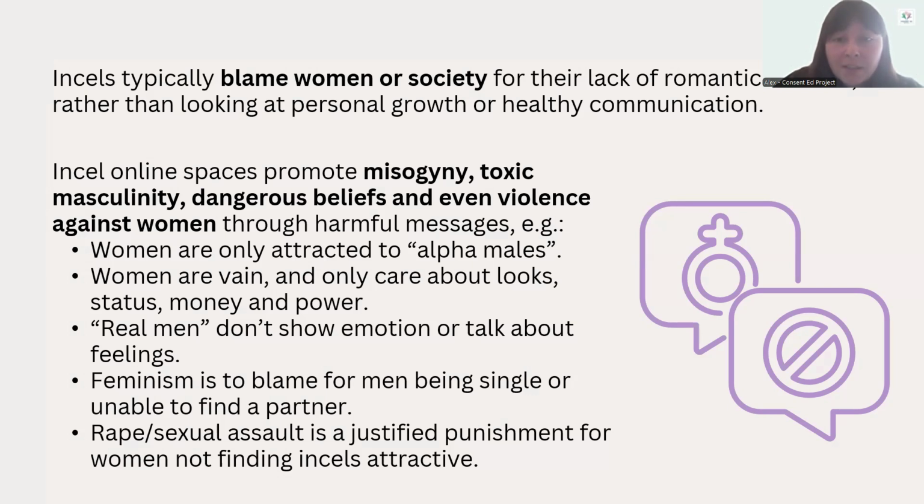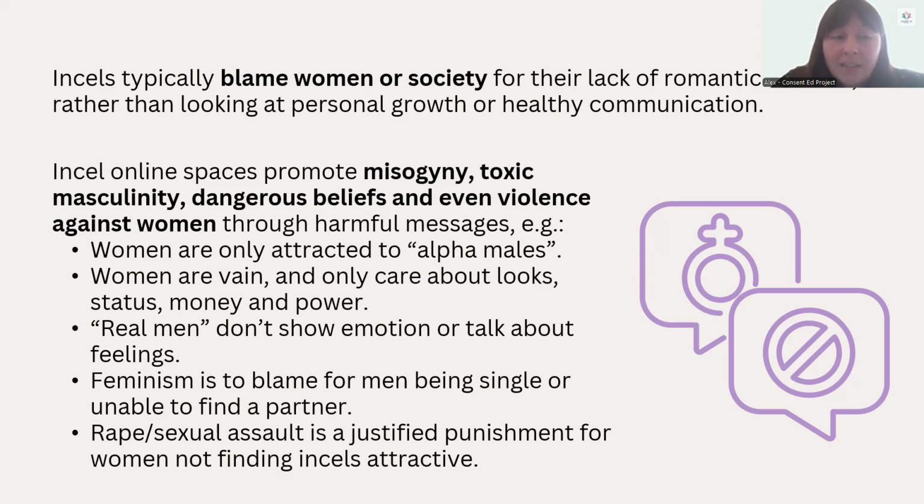So in incel spaces, as we said, young men are really encouraged to blame women or blame society for their lack of romantic success, instead of looking at personal growth, their own flaws, things they could improve on, healthy communication or self-care. It's much easier to place that blame elsewhere instead of reflecting on what they offer in relationships, what their shortcomings might be, or places that they could work on themselves. Incel online spaces promote misogyny, toxic masculinity, dangerous beliefs, and even violence against women through harmful messages.